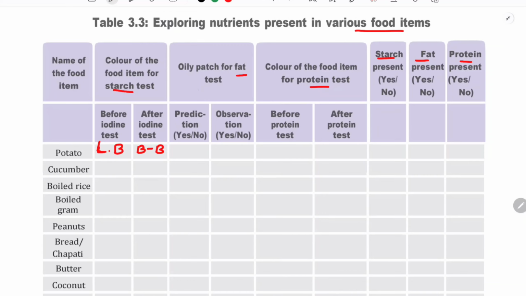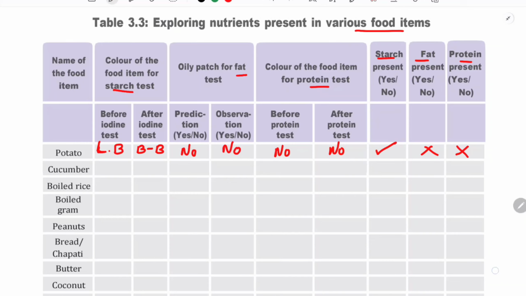And prediction, fats. Now let us see whether there is a presence of fats in this potato. There was no presence of fats, isn't it? So prediction also no and observation also no. And what about protein? Was there protein present in the potato? No. We cannot write any change of color, so we are simply writing no here. And what about starch? Yes, the presence of starch there is, so I'll tick mark here. Fats are not there and protein is not there, so we'll cross them.